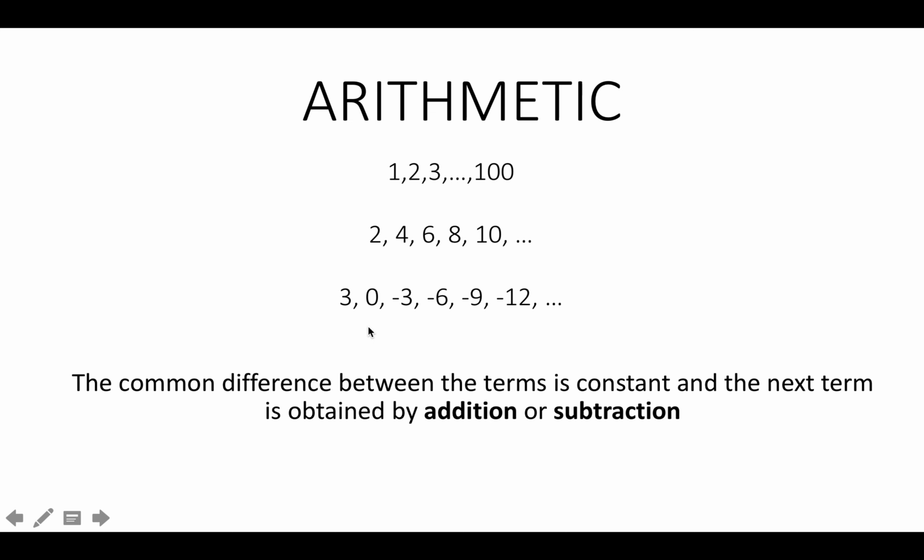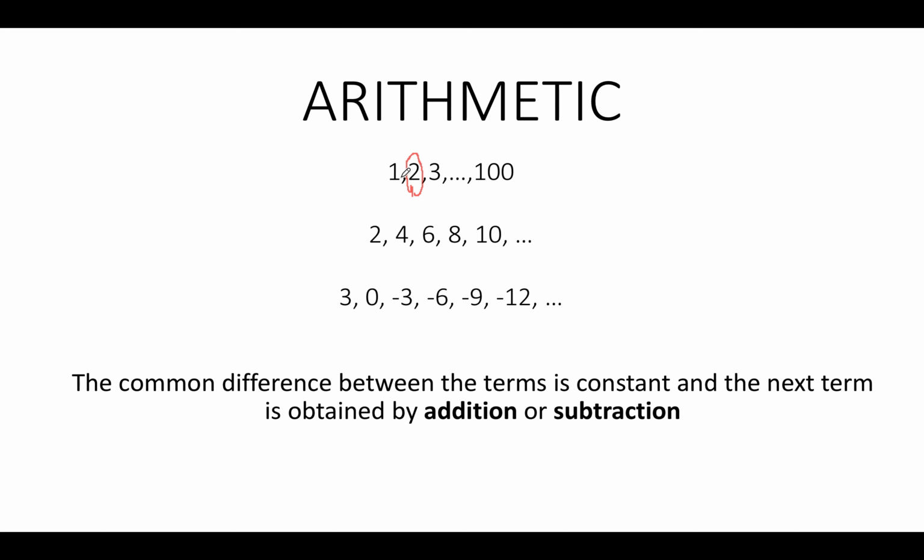Let's move on. So an arithmetic sequence, as the definition here says, has a common difference between terms, where this common difference is constant between each element, and the next term is obtained either by addition or subtraction from the previous term. So in simple English, this second element is obtained by adding 1 to the first term. So that 1 is the common difference. But to know that it is arithmetic, that 1 has to be the same. It has to be the same common difference throughout.